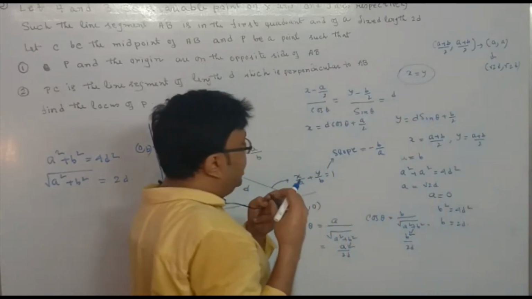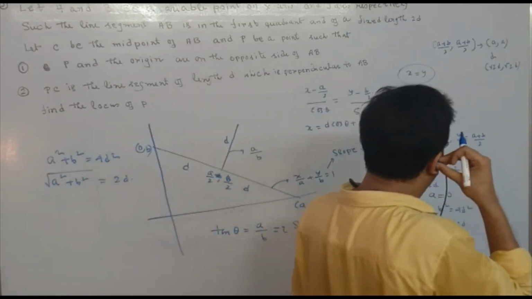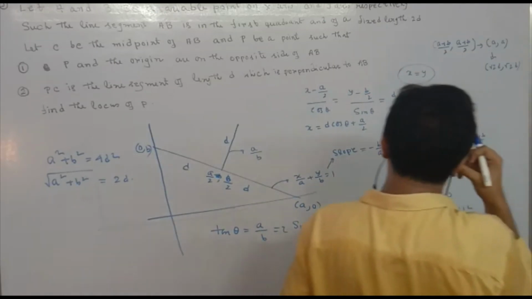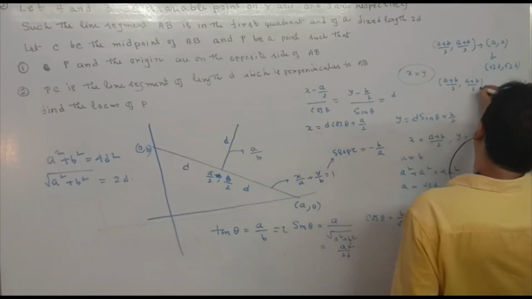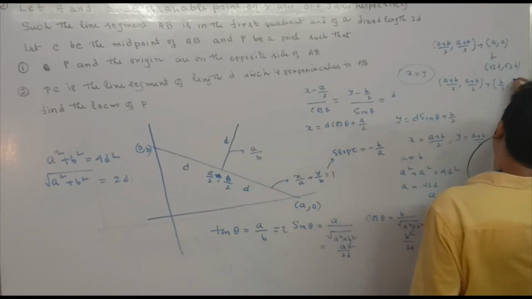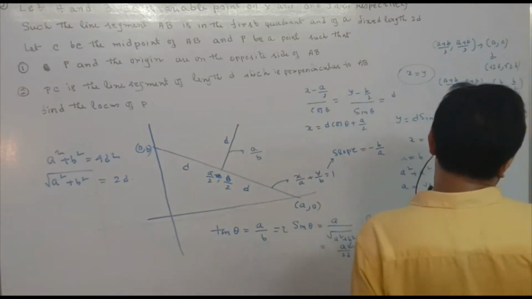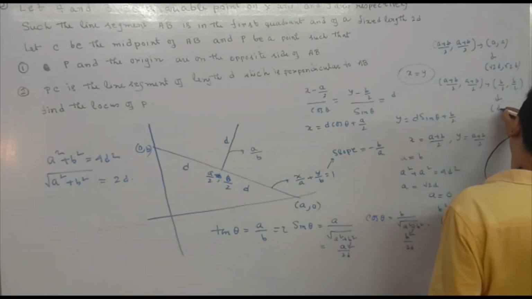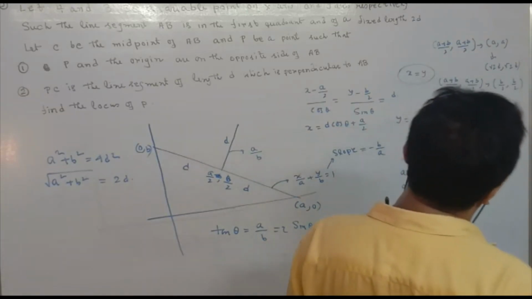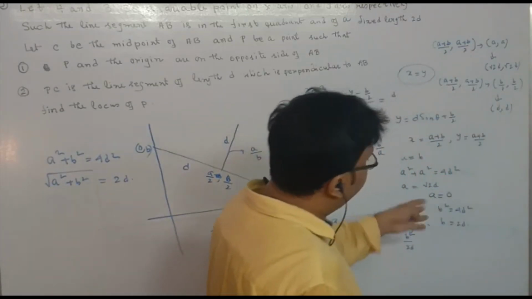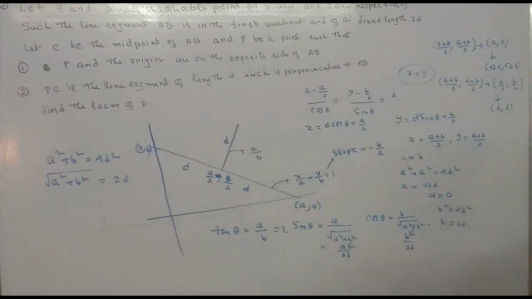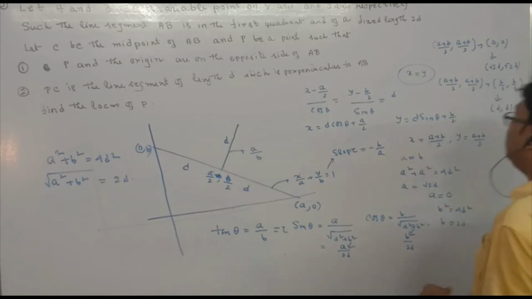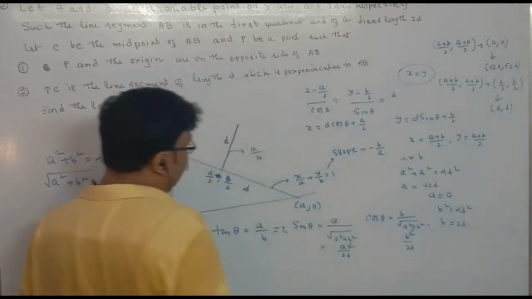Now again, if a is 0, then we will get only b by 2, and in such a way we will get D comma D, because at that time b equals 2D. We will get the similar thing when b equals 0. Therefore, the locus is a line segment that ranges over D comma D to root 2 D comma root 2 D. Okay?